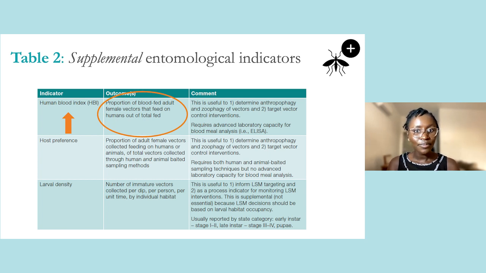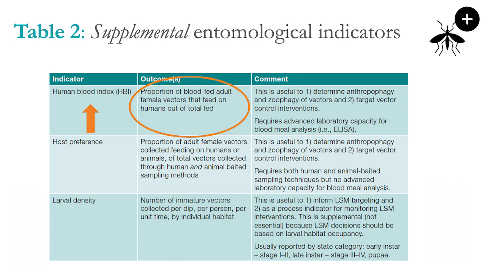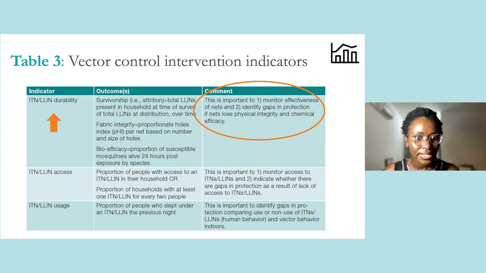Other indicators in Table 2 include host preference and larval density, as seen here, as well as resistance intensity and mechanisms, and sporozoite rate, for example. Feel free to pause the video here if you wish to take a closer look at Table 2. Next, Table 3 lists indicators related to vector control intervention performance and effectiveness.